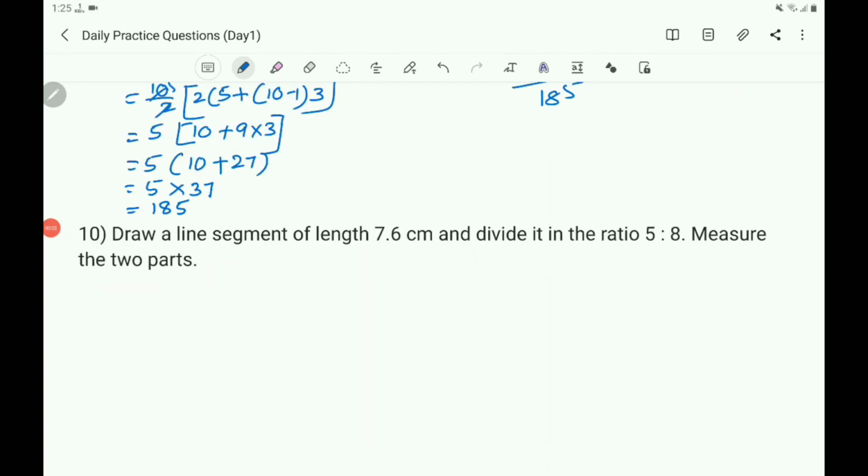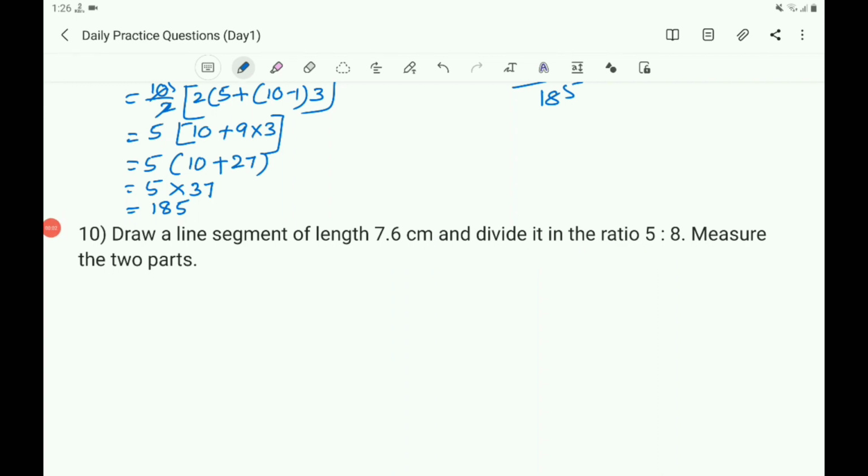Now the 10th question. Draw a line segment of length 7.6 cm and divide it in the ratio 5:8. Measure the two parts. Already we learned the construction. If you are having doubt, you go through the playlist of this channel after subscribing it and learn the construction made by a student.